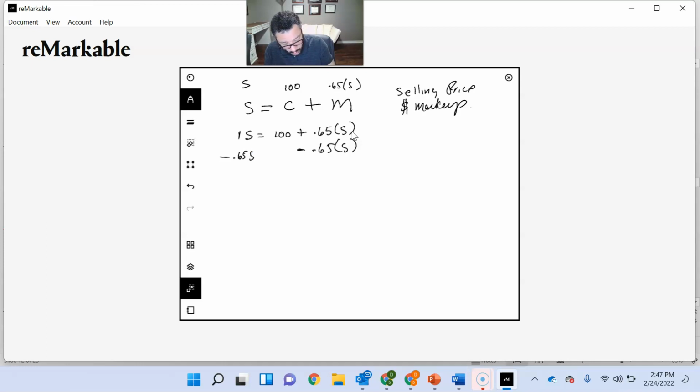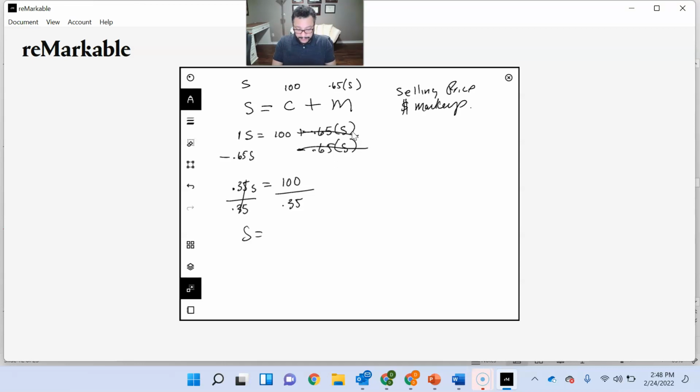And this is 1, so this is actually canceled out. We're left with 1 minus 0.65, which is 0.35S equals 100. Now, we don't want to know what 0.35S is. We want to know what S is. So we have to get rid of this. They're asking us to multiply S times 0.35, so we divide. What we do to one side, we do to the other. So S equals 100 divided by 0.35.